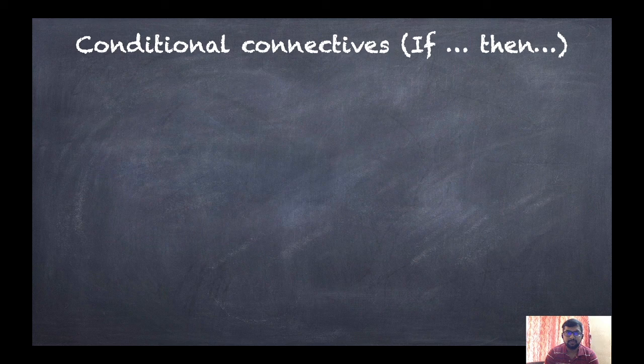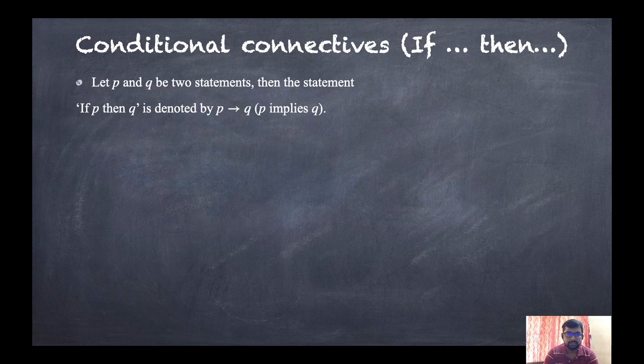Now, the next connective, the conditional connective, or "if then". Here it is not a unary connective. Let P and Q be two statements. Then the statement "if P then Q" is denoted by P, this arrow symbol, Q, and it is read as "P implies Q". Again, I am repeating, "if P then Q" is a statement. It is denoted by P arrow Q, or you can say P implies Q.